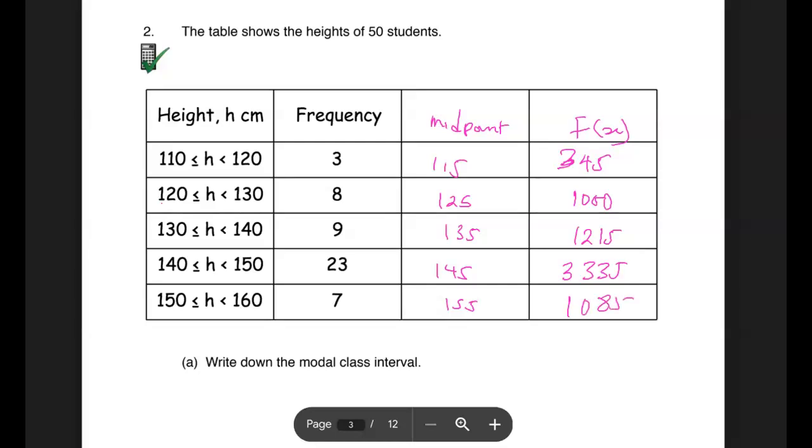So you add them together: 345 plus 1,000, that's 1,345, plus 1,215 plus 335 plus 1,085. That gives you 6,980. And this one is 50, so 6,980 divided by 50 gives you 139.60. You can see that one. So don't forget the midpoint first. Multiply f times x, then add them together, divide by the frequency. That's it.